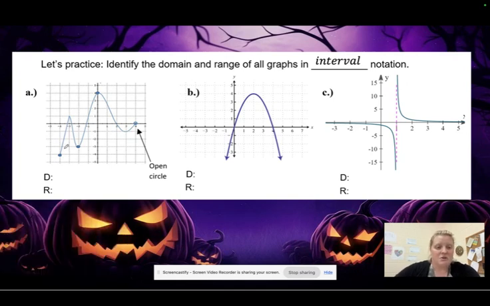So the first thing you're going to do, we're going to do domain. That's what D stands for. There's a lot of stuff going on with this picture. It goes up and down and up and down and up. I don't care. I want you to find the very left endpoint, which is right here. That would be your left endpoint. There is no part of the graph that goes past that on the left side. And you're going to do the same thing for the right side. So the very right endpoint would be right here. So it might be a good idea to circle those when you're doing your domain.